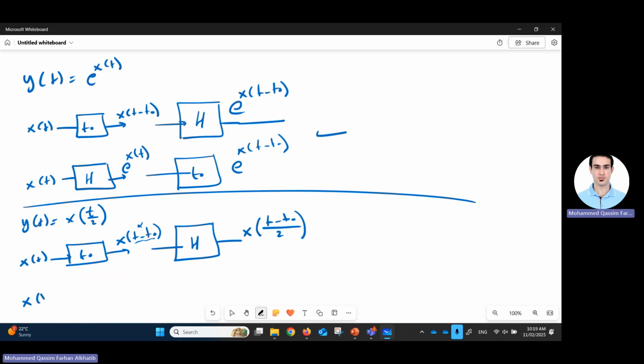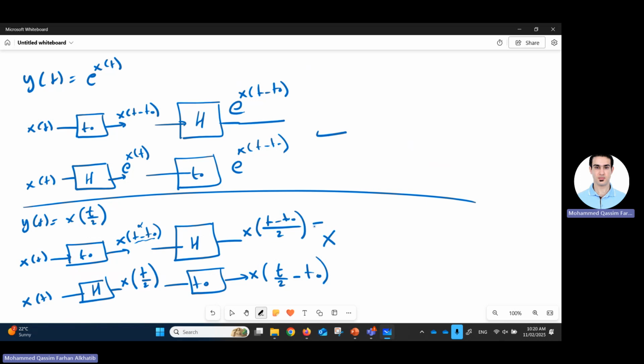The second part, x of t, I'll apply the transformation h. I will get x of t over 2. Then I'll do the time shift t naught. I will get x of t over 2 minus t naught. Again, you do the shift for the whole thing. You don't shift this t. So in this case, we are getting different values. If you want to confirm, that's going to be equal x of t over 2 minus t naught over 2. And they are not the same. So this is a time varying system. Clear?